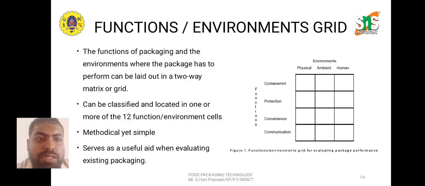Next, we are going to discuss the functions or environment grid. What is an environment grid? The environment grid is nothing but a two-way matrix or grid in which the functions of the packaging and the environments where the package has to perform are laid out in 12 different cells. For example, on the right side of the diagram, the four functions, containment, protection, convenience, and communication, are present, and three different environments, physical, ambient, and human, are present, laid out in a two-way matrix, and each and every cell is classified or located in one or more of these 12 different environmental cells.